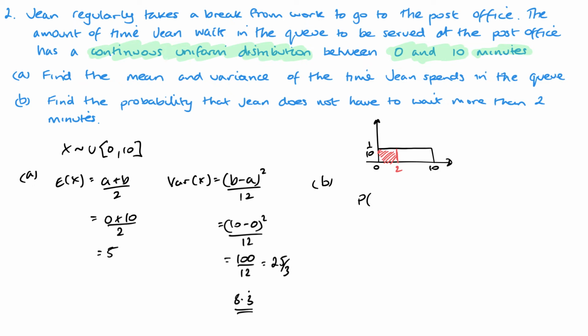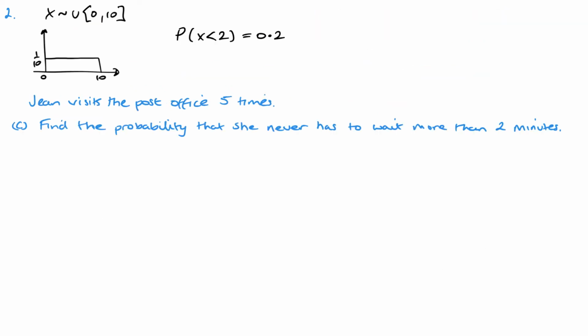Probability of the waiting, should we call it W? No, we call it X. I've already called it X here. So no more than 2 minutes. So it's a length of 2, a height of 1/10. So it's 2/10 or 1/5. Or I suppose 0.2, whatever again you prefer there.